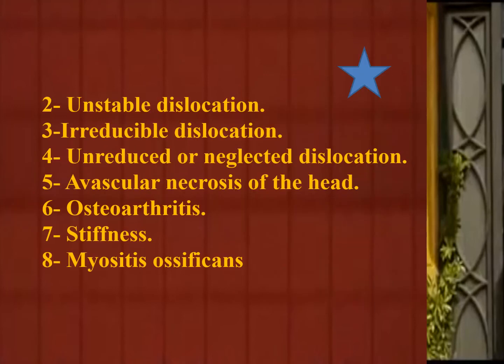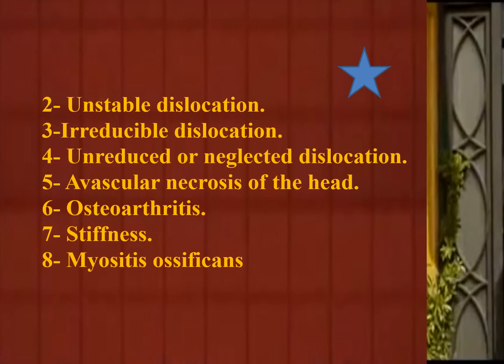Then the second, third and fourth complications of posterior dislocation of the hip are related to the reduction. Number 2 is unstable dislocation, which means that when I reduce the dislocation, it recurs again immediately after I lift the patient. Number 3, irreducible dislocation, means I cannot reduce the dislocation because of some obstacle in the acetabulum, such as the presence of an entrapped intra-articular fragment. The fourth one is unreduced or neglected dislocation.